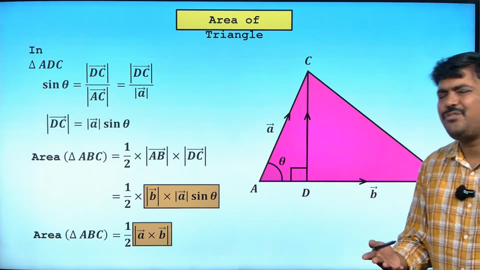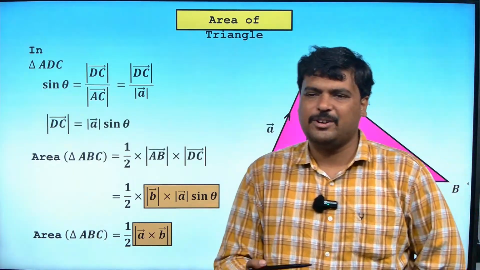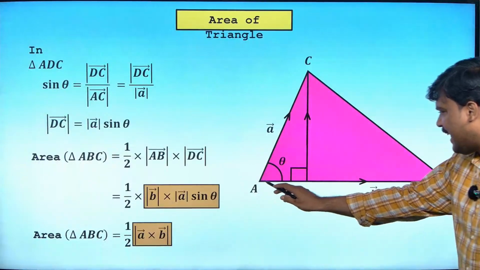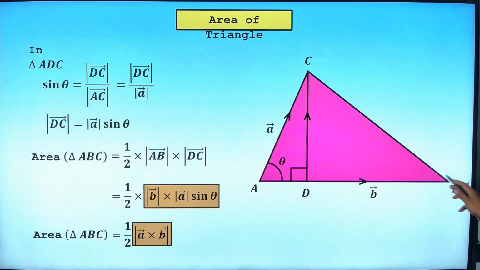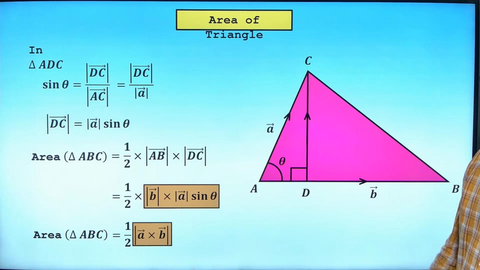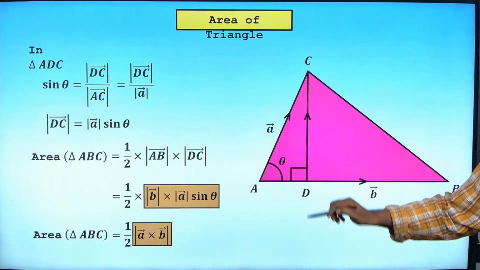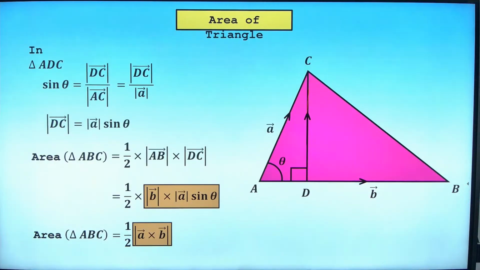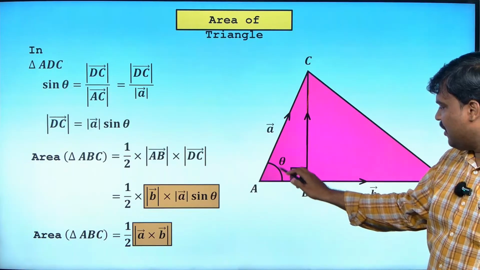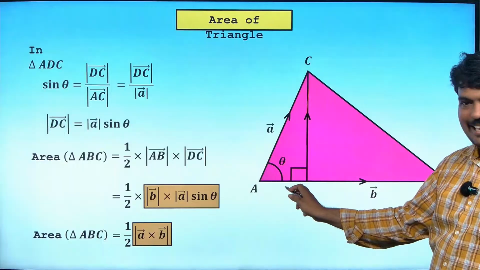Hey, what is the formula for triangle? 1 by 2 base into height, correct இல்லையா? இங்க பேஸ்ல எந்த பிரச்சனையும் இல்ல, which is my AB vector, which is going to be B vector. But I want altitude. So நான் என்ன பண்றேன்? I draw an altitude, take it as C and D. So I want CD, correct? So I want CD and I know this is 90 degrees and this is theta.